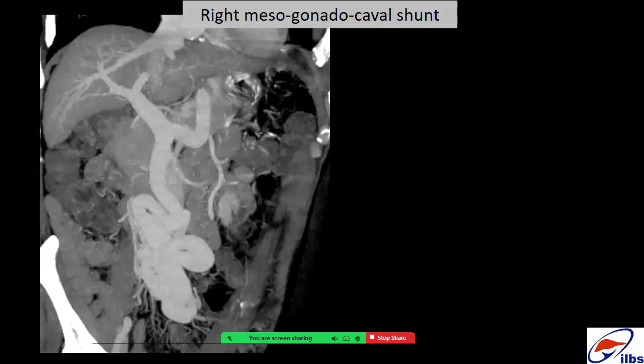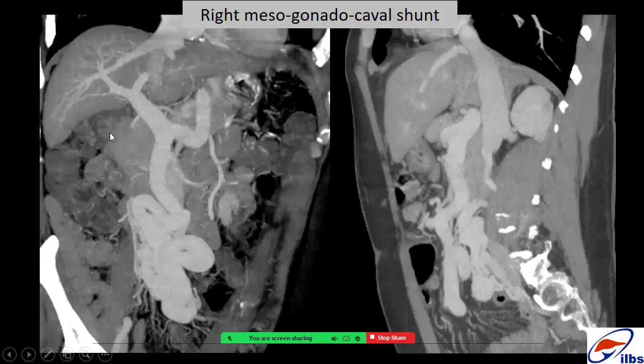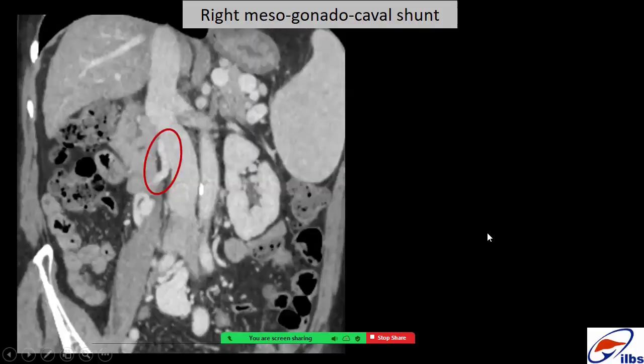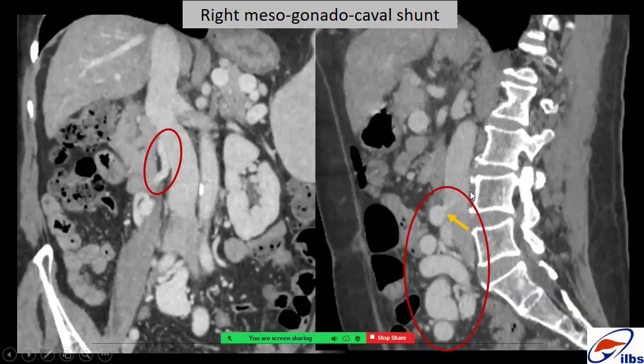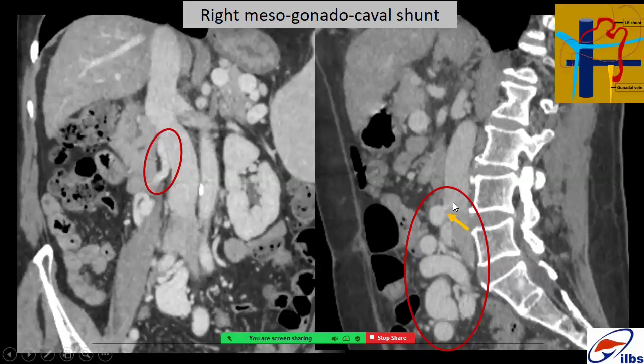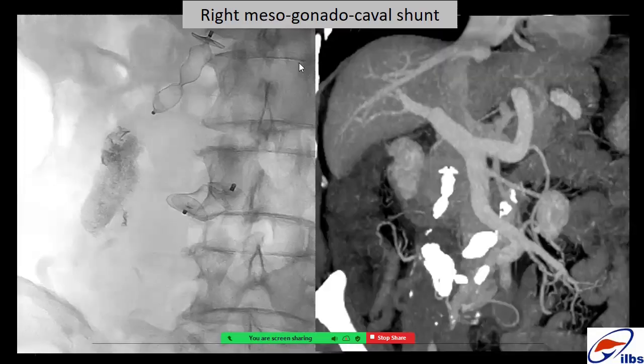And then there may be a right mesogonadal cable shunt. You can see how it is. It is the mesenteric vein, the superior mesenteric vein, and jumbled up collateral over here, and how it meets. So this is the right gonadal vein. And apart from it, some of the collaterals may meet the IVC directly. And again, for such kind of shunts, you will need to embolize both.